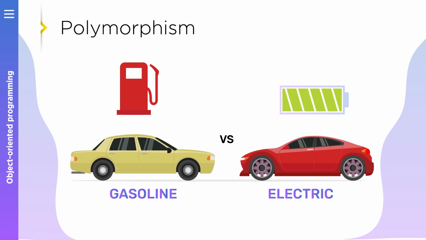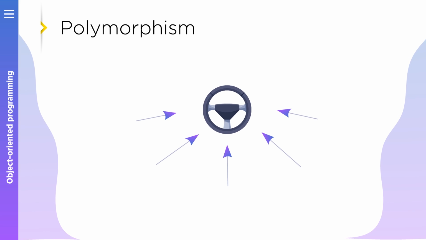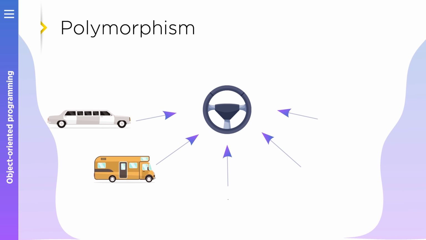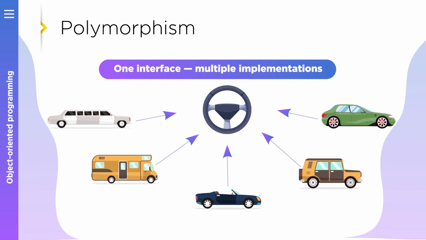But the way the engine is started is completely different. In a car with a petrol engine, the car's system will feed fuel to the engine to start it. In a car with an electric engine, a huge blast of power will drive your car. Or, like it's shown on the slide, you have a steering wheel, and each car has one. But the way the steering system works is different in each car in this example. You can have a single interface but multiple implementations.